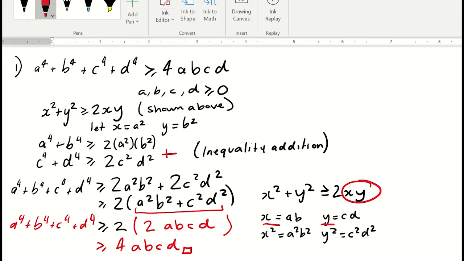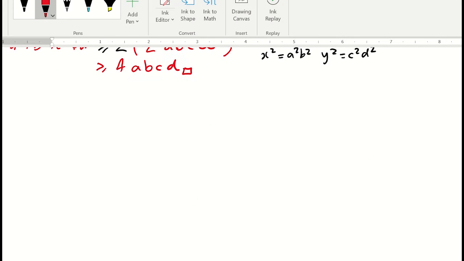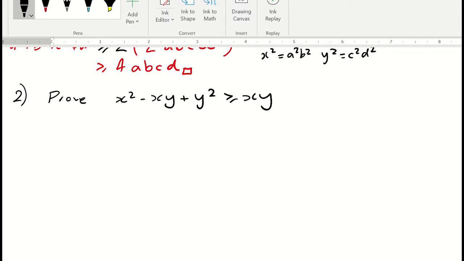Okay. Next one, let's have a look at prove x squared minus xy plus y squared is bigger than or equal to xy.